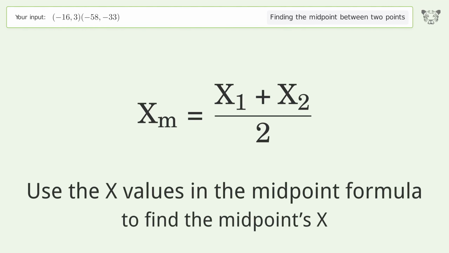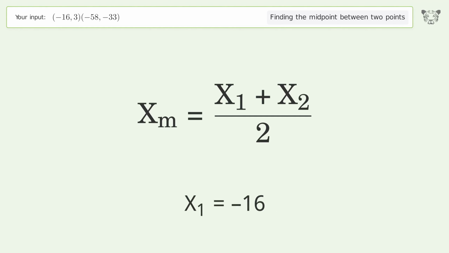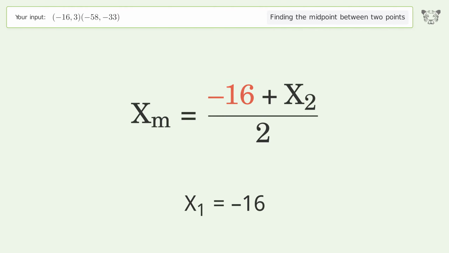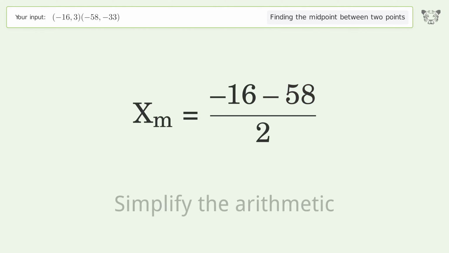Use the x values in the midpoint formula to find the midpoint's x. x1 equals -16. x2 equals -58. Simplify the arithmetic.